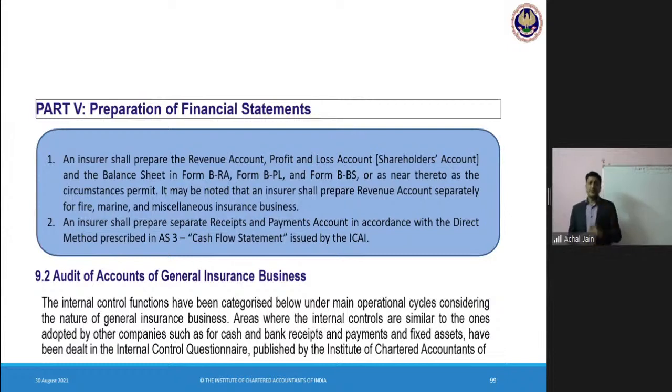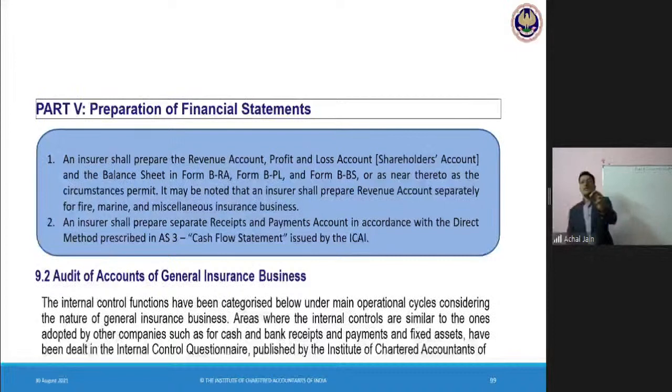Part 5. Now over here, we have got another aspect. Please remember, it was not there in Schedule A. So now in Schedule B, we have another part which deals with certain specifications in relation to general insurance business. Okay, so let's try to understand this. An insurer shall prepare the revenue account, P&L account, balance sheet in the form BRA, BPL, B balance sheet. So in fact, you can say these are nothing but the specified formats.